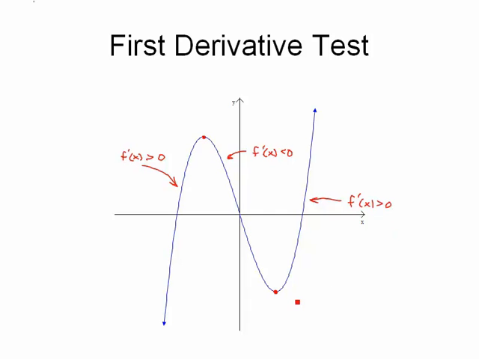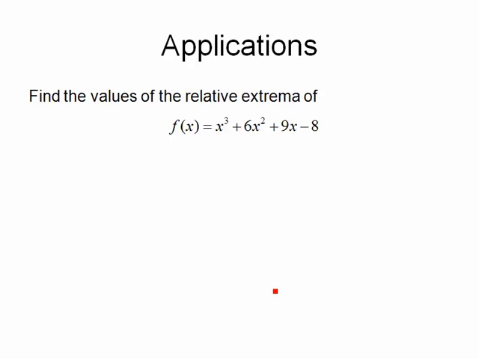In effect, if we need to find these places, we can take the number lines that we created in the last section, look at where things go from positive to negative or negative to positive to tell us whether we have a local maximum or a local minimum. In this example, we want to find the values of those relative extrema of f of x equals x cubed plus 6x squared plus 9x minus 8. So we're basically going to carry out our first derivative test, but we're going to add in the one little extra thing that we're going to look at how the derivative changes on those number lines.